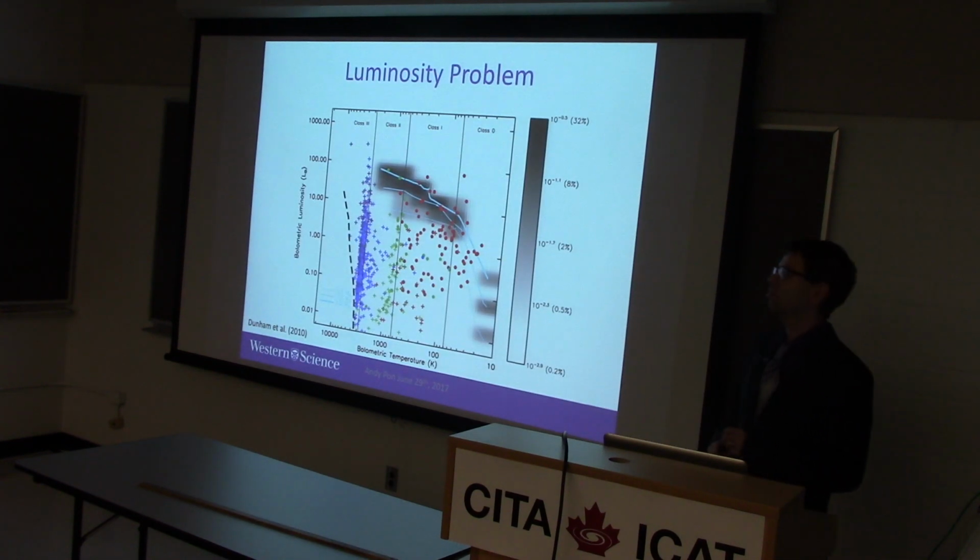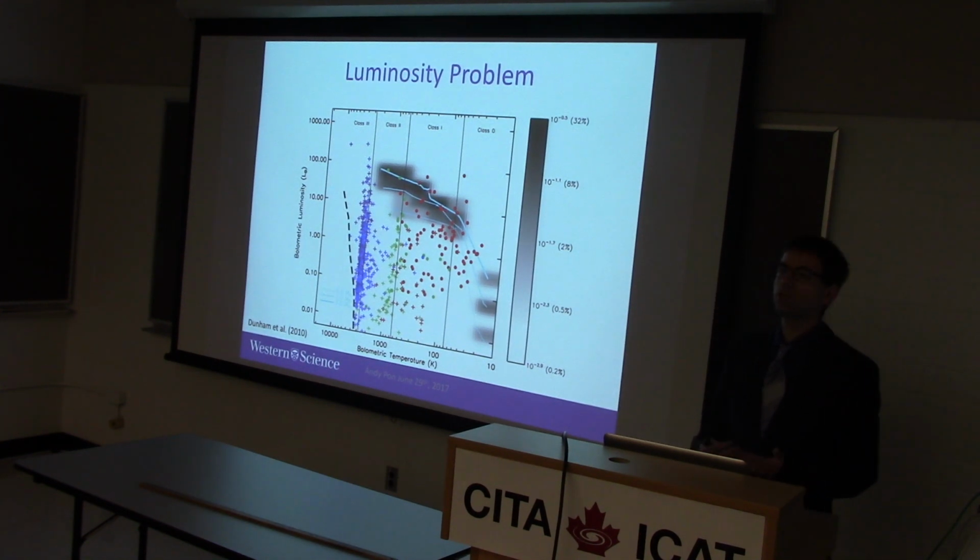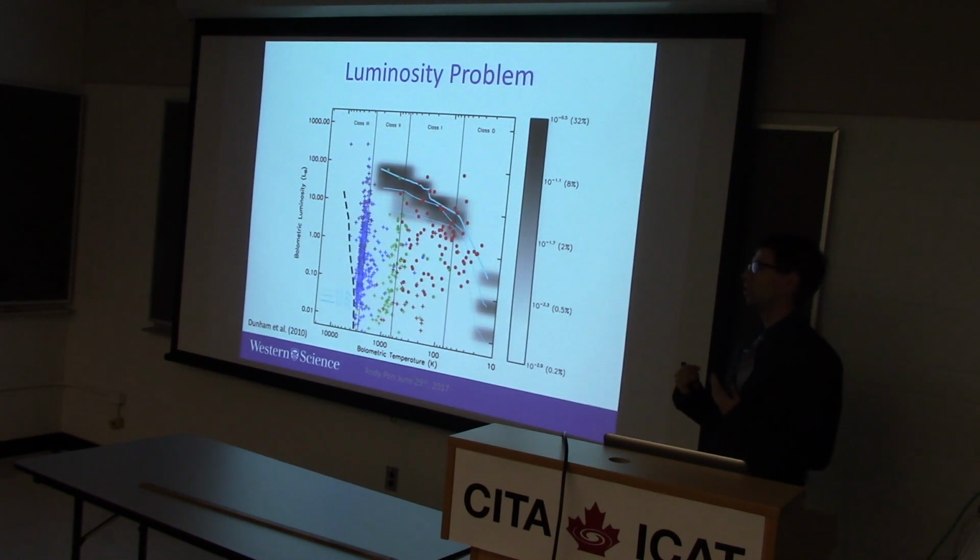However, there's a significant problem when theory meets observations. When we go out and look at how bright protostars actually are, we find that they're much dimmer than you would expect for this constant mass accretion rate.